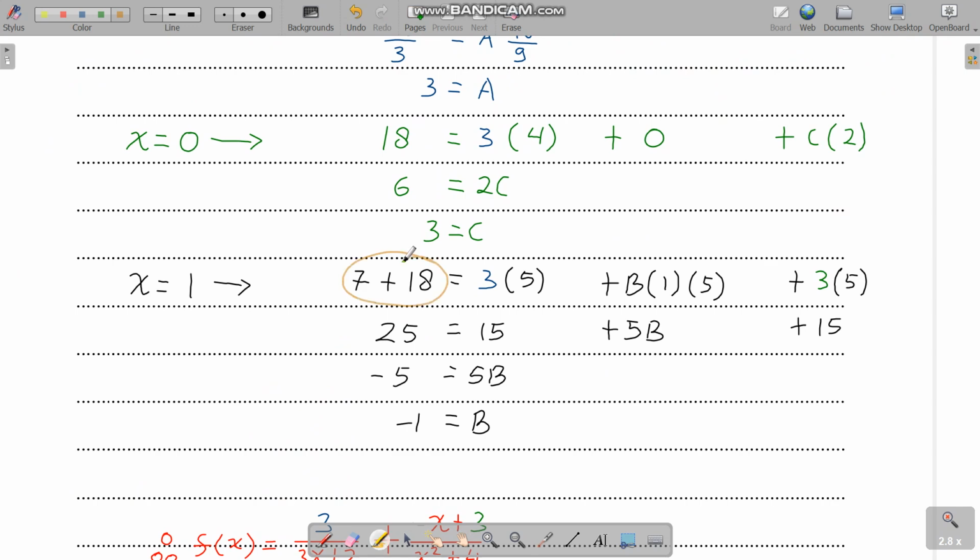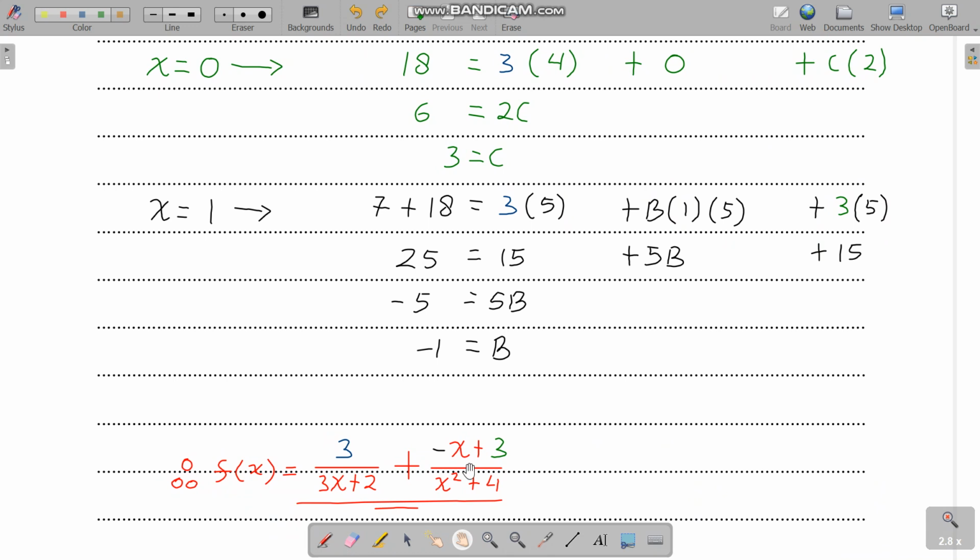So here this is 25, 15, 5b, 15. So subtract 30 from both sides, divide both sides by 5, we get the b value. So in conclusion, this is a, this is b, this is c, we have the final answer.